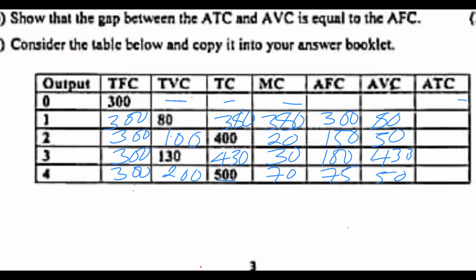Then when you go to the average total cost, now this one is just total cost divided by what? By output. So you're dividing total cost by output. Total cost, 1 into 380, it will be 380, right? Yes, sir. 2 into 400, it will be 200. And the 3 into 430, so what?